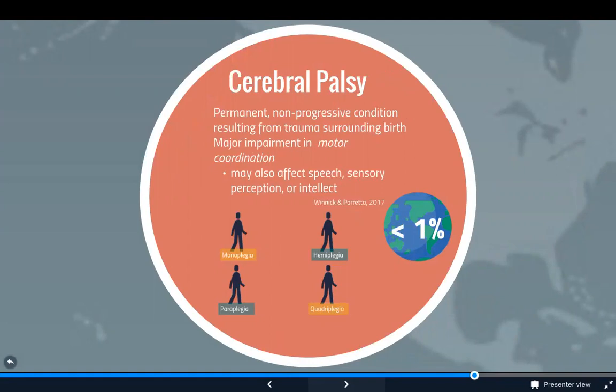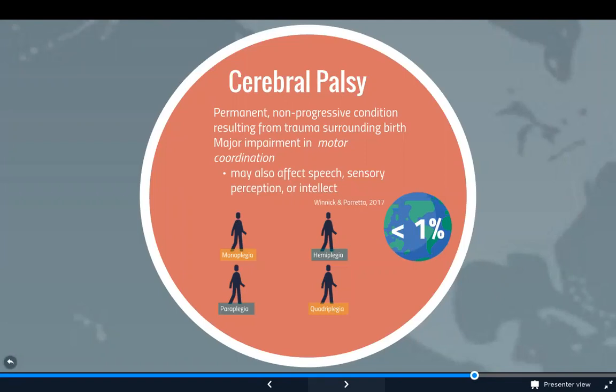So cerebral palsy is a permanent, non-progressive condition. It's also a developmental disability, meaning that it happens in childhood, and most commonly cerebral palsy is going to happen before, during, or immediately after birth. It's fairly common for it to be related to loss of oxygen during labor. It could also be a lack of development. So part of the brain didn't develop correctly, something like that.